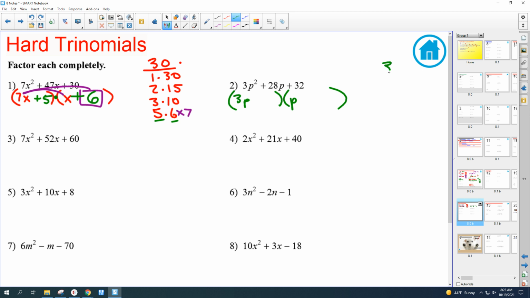But after that, we have to look at the numbers. 32, 1 and 32, 2 and 16. 3 doesn't work, 4 and 8, 5 doesn't work, 6 doesn't work, 7 doesn't work, done. None of those numbers add up to 28, but they won't, because whatever number is over here is getting multiplied by 3. So what you have to do is think about how to multiply one of the numbers by 3, and then they'll add up to 28. Does anybody see it? You've got to be good at your times tables.